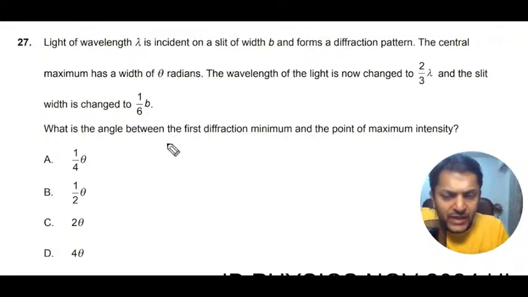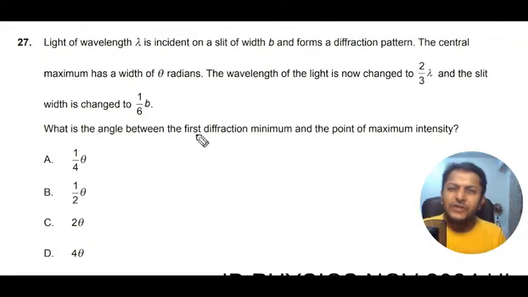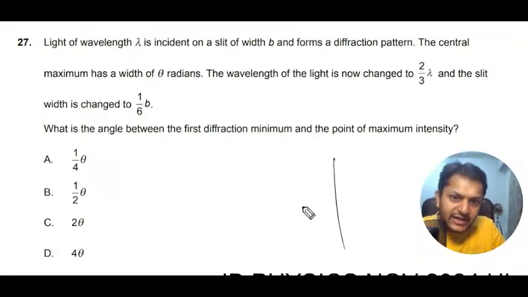Okay, a bit confusing question, and the statement given is very tricky. Let me tell you how and why. So first of all, the wavelength is lambda and the slit width is b and diffraction is taking place. No surprises there. The central maximum has a width of theta radian. Now this is the first tricky sentence. So what happens is, the diffraction is taking place.